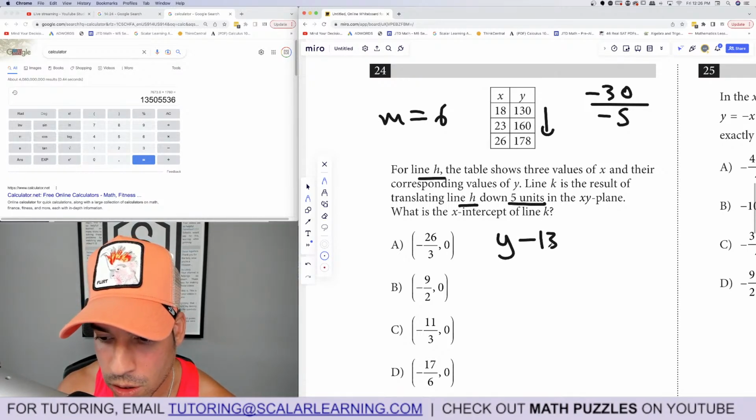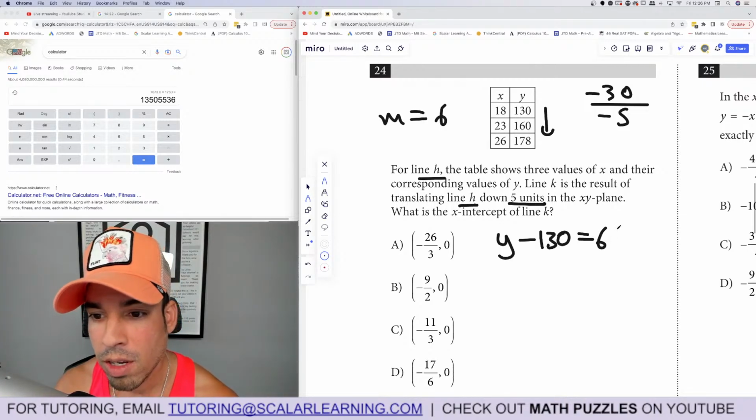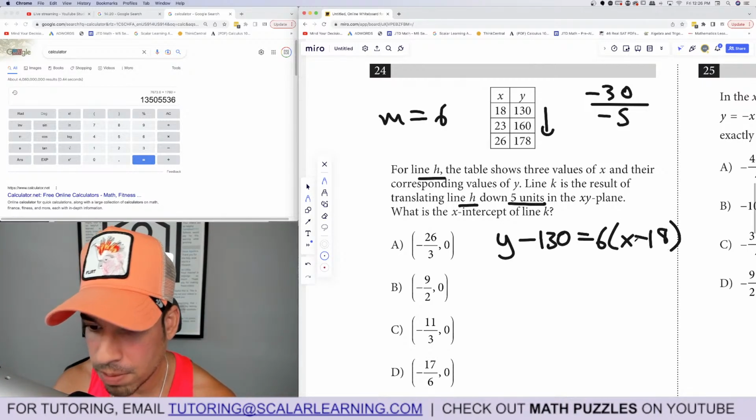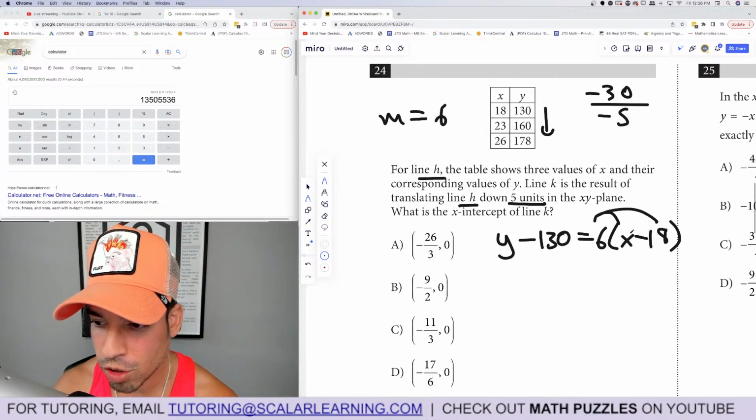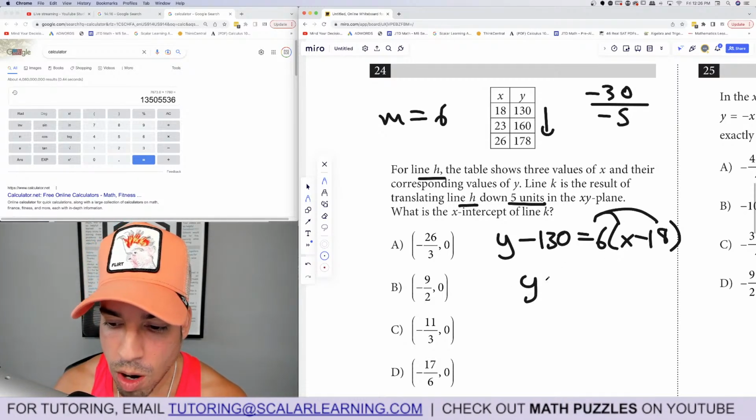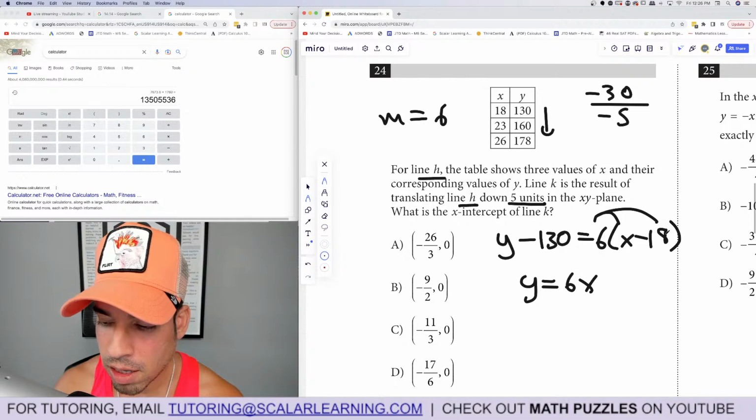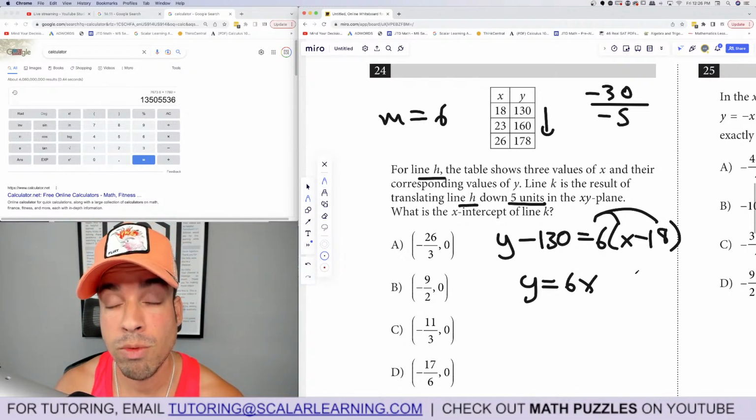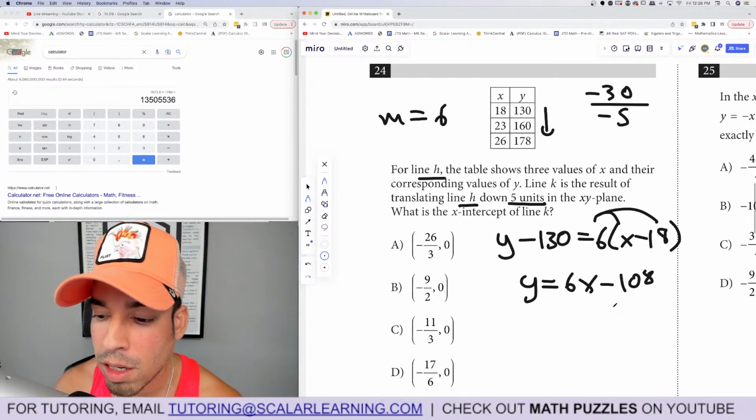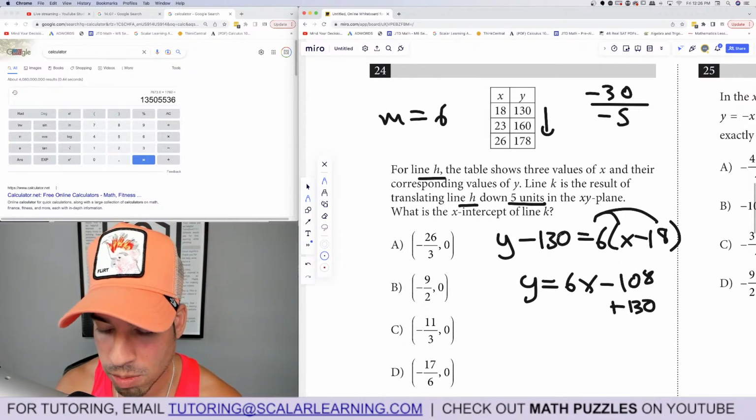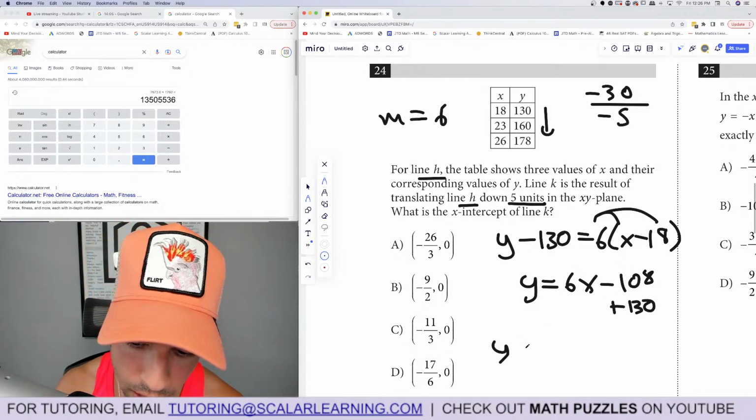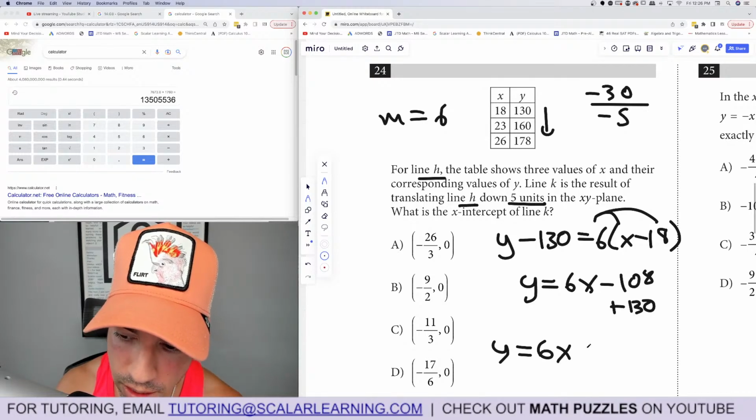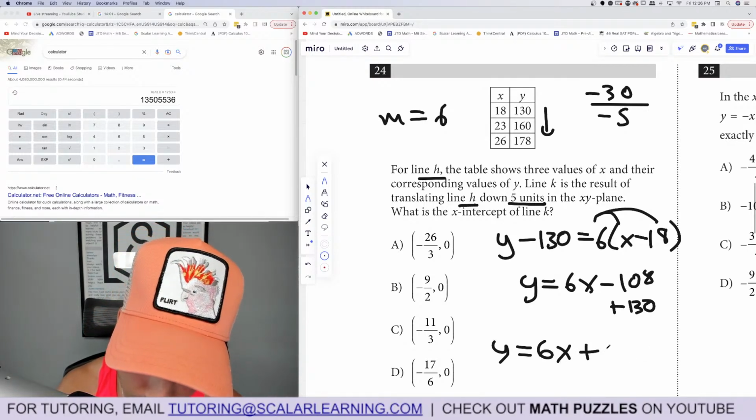y minus 130. What am I doing? Point-slope, right? 6 times (x minus 18). Now we're going to distribute. We've got y equals 6x, 6 times negative 18 is negative 108, and then plus 130. I'm kind of merging some steps, adding 130 to that side. And I get an equation of y equals 6x plus 130 minus that is 22.